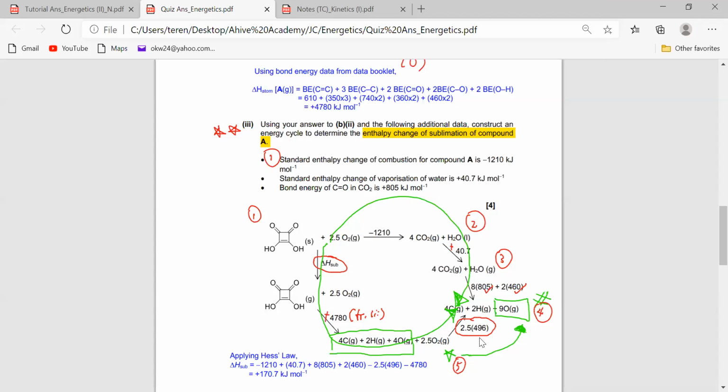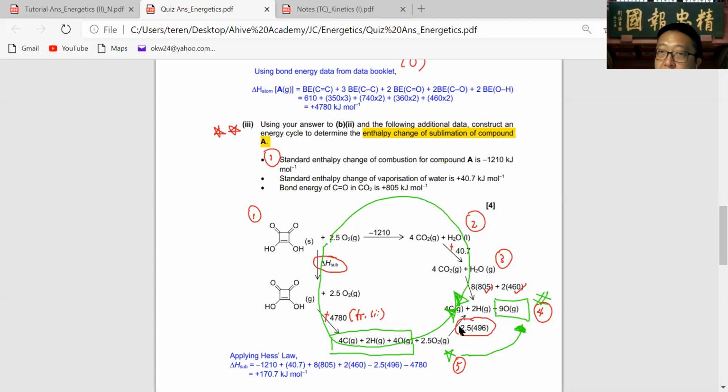So you atomize the oxygen. Correct, yes. Instead of linking step 4 and step 5 together, I cannot do that. A most common problem is that they force the 4 and 5 together. So they lost this value here. 2.5 times 496 was totally missing from the energy cycle. So this is a pretty interesting question. So for you all to see how step 4 and step 5 is done in order to make sure the whole cycle is complete.